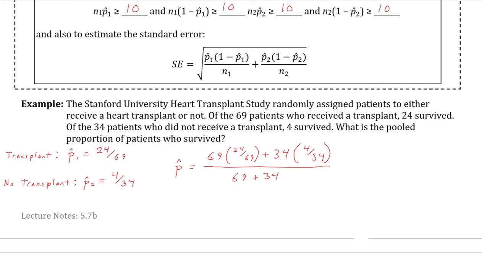Now, you don't necessarily need to use the full formula like this, because what we're going to see in these cases is that on top, when I do 69 times 24 out of 69, the 69s will cancel, leaving me only with 24. The same is also true with the 34 in the second set. So really, all I'm doing is adding the successes on top and the sample sizes on the bottom. 24 plus 4 divided by 69 plus 34. These add up to give me 28 out of 103, which is approximately 0.272.